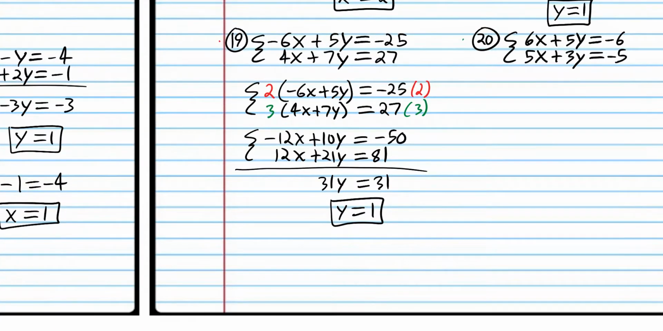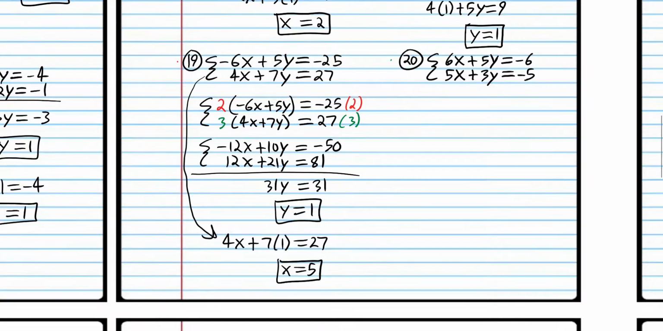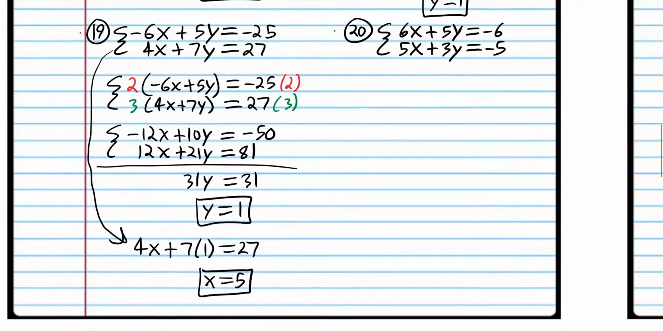Now I'm going to use the bottom equation to find x. 4x plus 7 times y is equal to 27, and we get x is equal to 5. So that was a situation where you had to multiply both equations by a number, and I want you to try one of those problems.